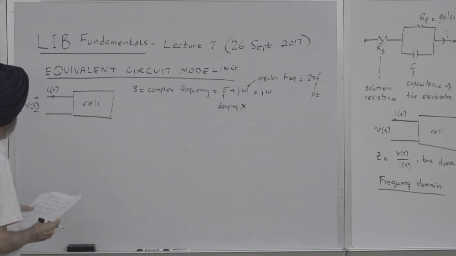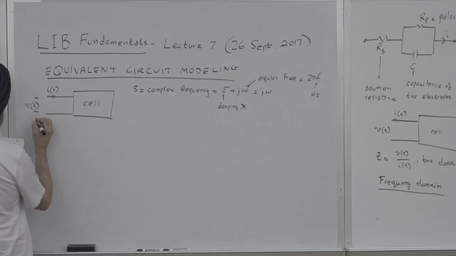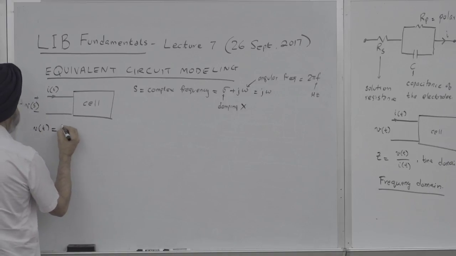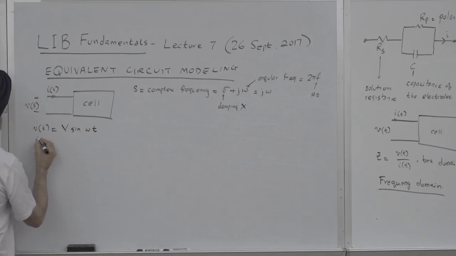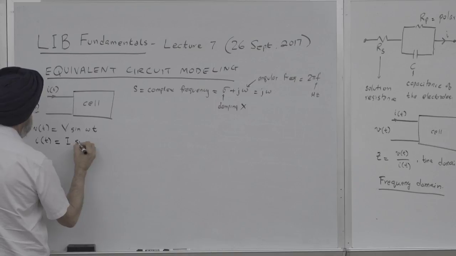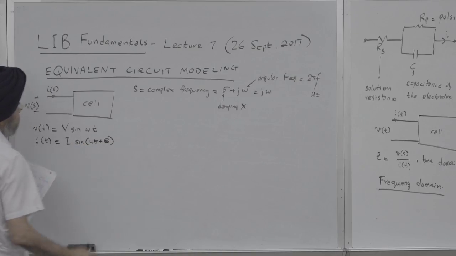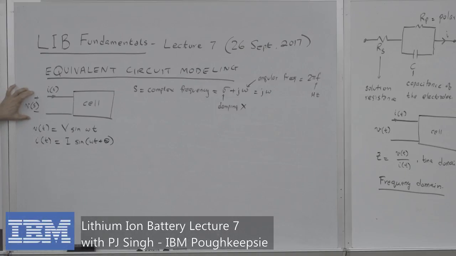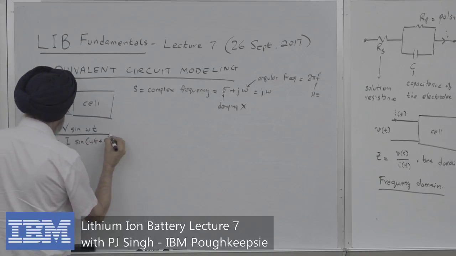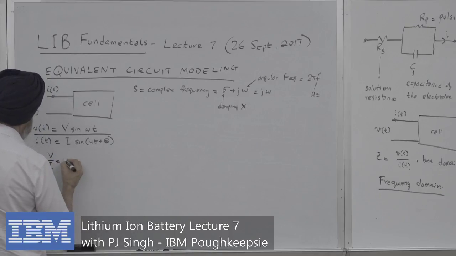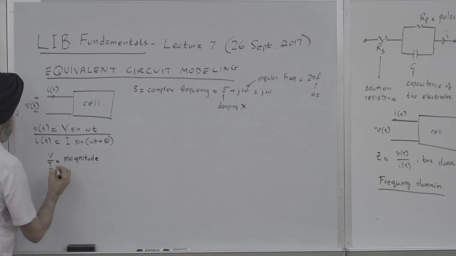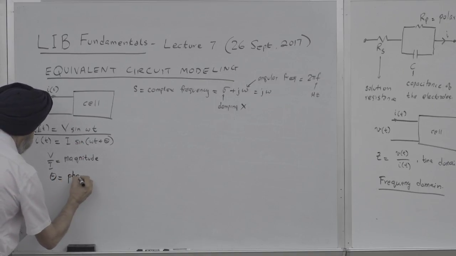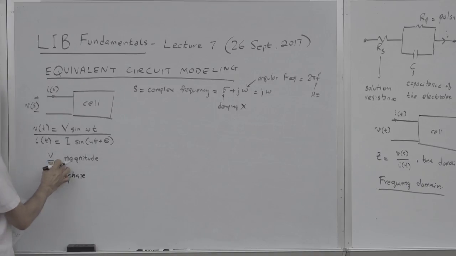Okay. So in this system, this voltage, if I write this in time domain, could be V, which is a constant, sine omega t, and the current would be some constant sine omega t plus theta. So if I have a voltage input, I'll get a current output, and the ratio of the two, V over I, will be the magnitude of this impedance, and this theta is the phase shift. So we're interested in the magnitude and the phase.